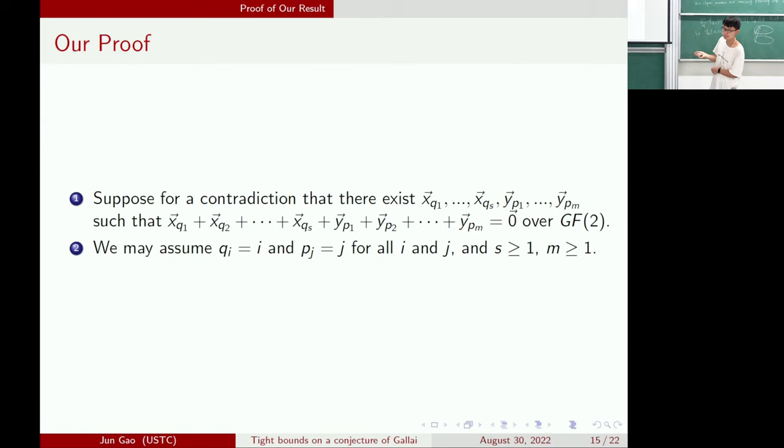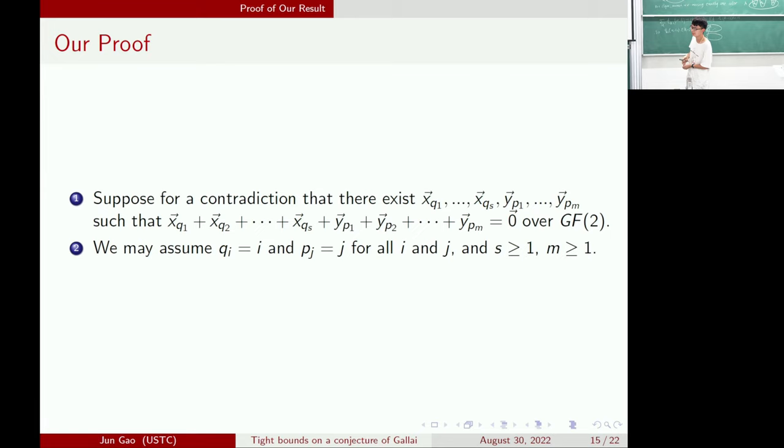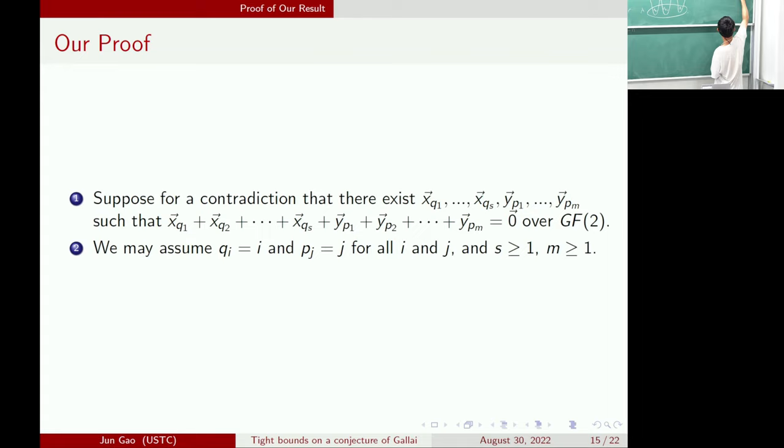What was y? Y is the vector of the single vertices A1, A2. So you don't use A_{K minus 2} or A_{K minus 3}? Yeah. We do not use A_{K minus 2} and A_{K minus 1}. Okay, these two are special.